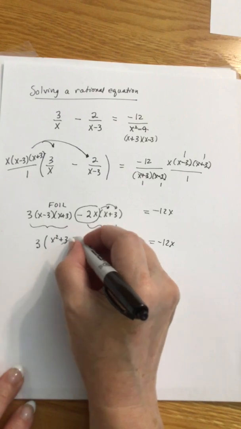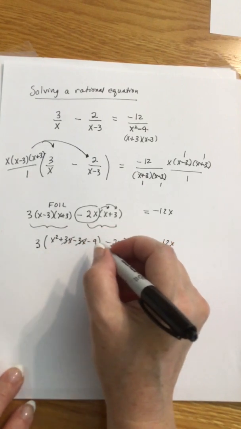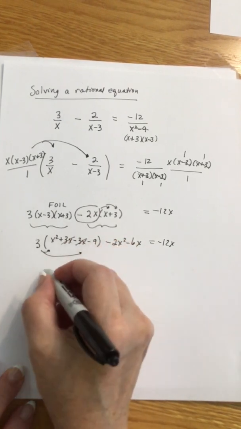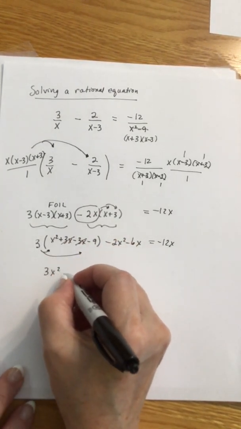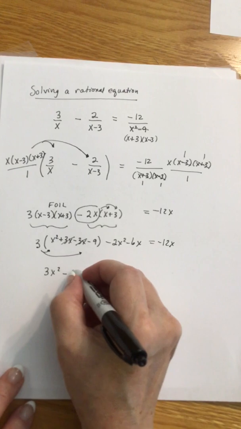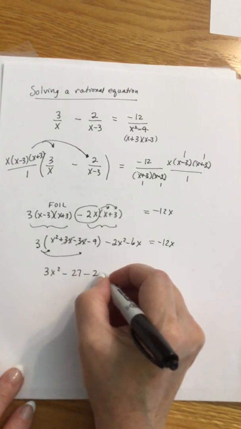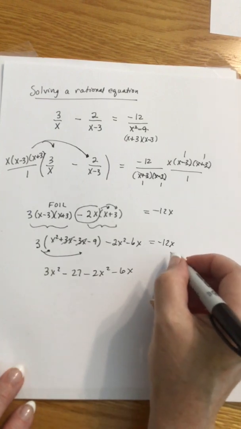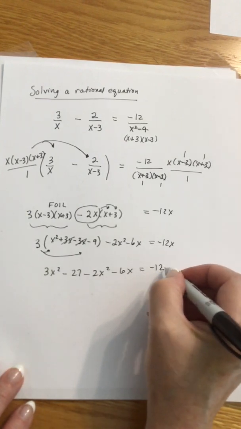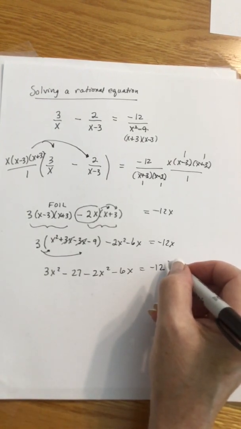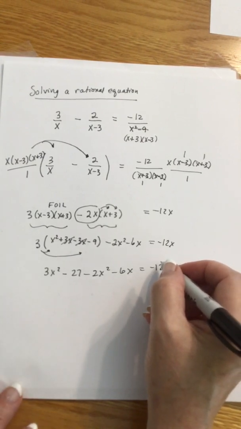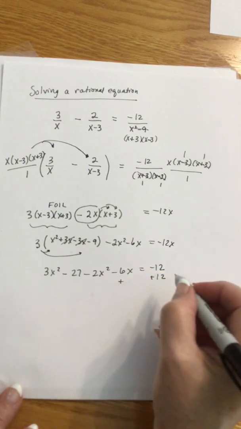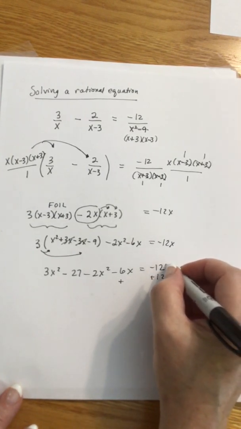So now negative 3x and a positive 3x cancel. So now this is distributive property again. So that gives me 3x squared minus 3 times a negative 9 is 27. Minus 2x squared minus 6x equals a negative 12x. Now I want to get everything to the left-hand side. So I'm going to take a plus 12x to both sides.